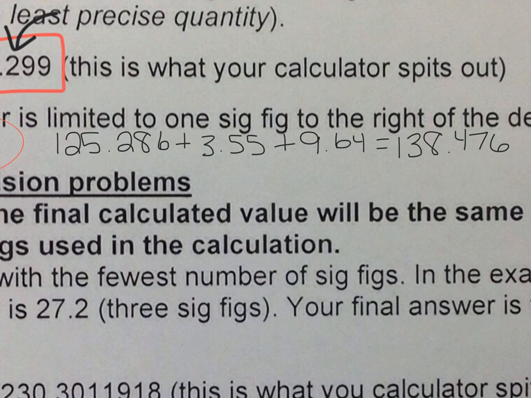Let's take a look at another example. Here I have a problem of 125.286 plus 3.55 plus 9.64. If I plug that into my calculator, I get an answer of 138.476. First thing we need to decide, how many decimal places will my answer have? Well, 3.55 and 9.64 go to the 100ths place. Therefore, my answer can only have to the 100ths place. So I can only go to this place right here where the 7 is at.